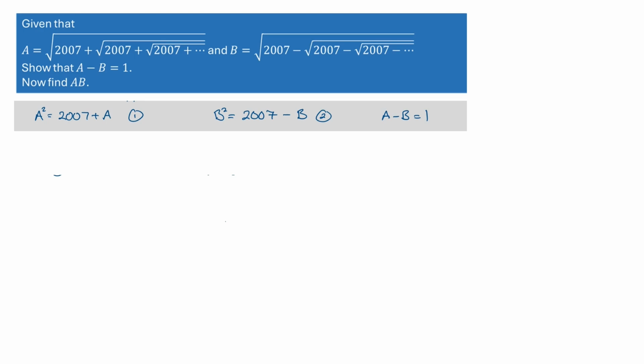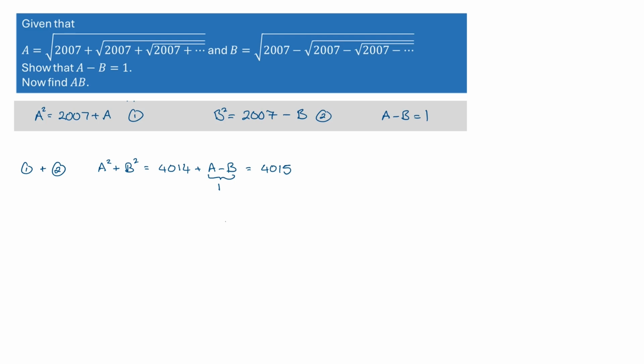So why don't I first of all just add these 2 equations and keep that idea in the back of my mind. So I'm going to add equation 1 and equation 2. Remember in the previous step, I took these equations away. Now I'm going to add them together. So 1 plus 2 tells me that a squared plus b squared equals 2007 times 2 plus a minus b. Now remember from up here, I did this in part 1. I know a minus b is 1, so therefore this a minus b here must be equal to 1. It must therefore be the case that a squared plus b squared is equal to 4015.